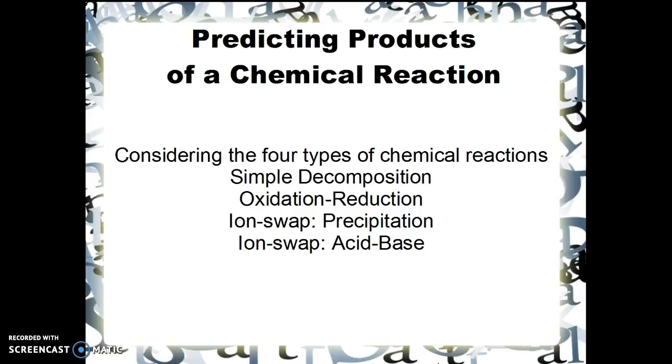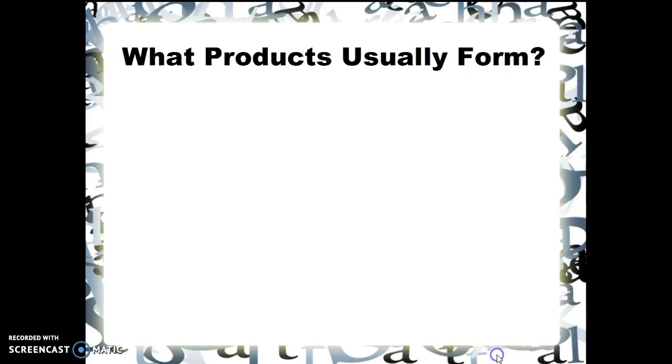Let's consider how to predict the products of a chemical reaction. And we're going to use the modern system of classifying chemical reactions as one of four kinds: simple decompositions, oxidation-reduction, ion swaps producing a precipitate, and ion swaps that produce water or a similar chemical. We call those an acid-base reaction.